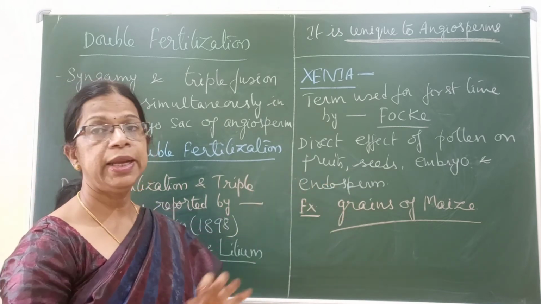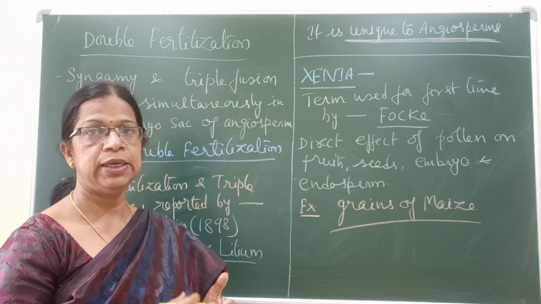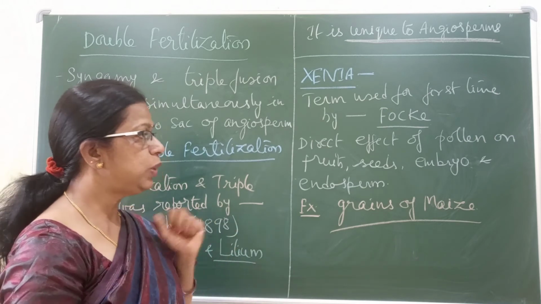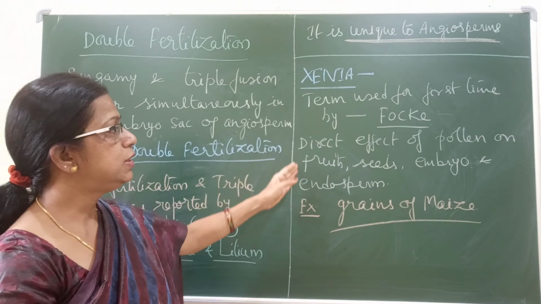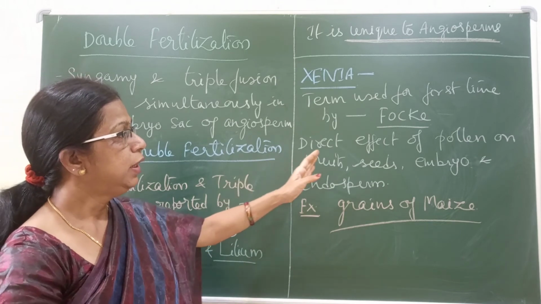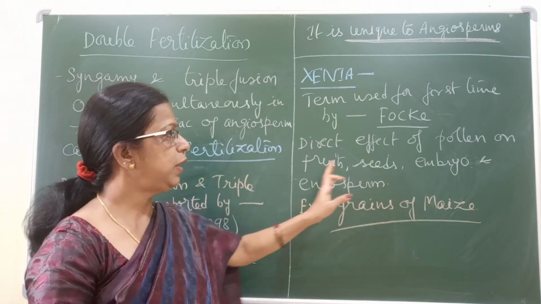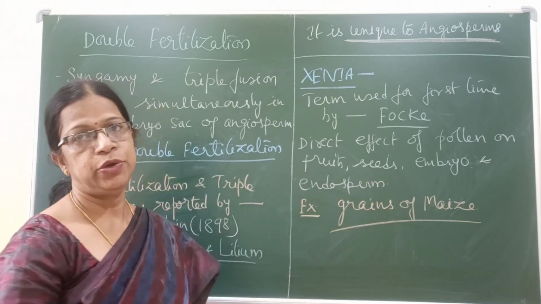For example, in grains of maize we get different colors of grains, sometimes within one fruit only. This effect is called xenia. So what is its effect? It is the effect of pollen on all the post-fertilization products like fruit, seeds, embryo and endosperm.